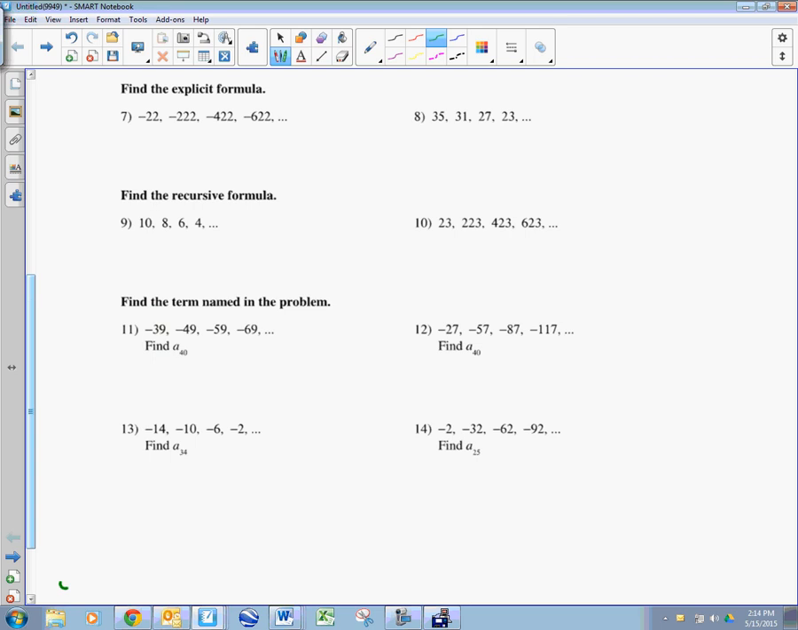7, find the explicit formula. The explicit formula says that if we want to know the term number, say the 81st term, can we give a formula such that if we plug in 81, it will give us the next term? And we do have a formula for that. So if it's arithmetic, then the formula is this. A sub n is equal to a sub 1 plus the difference times n minus 1.